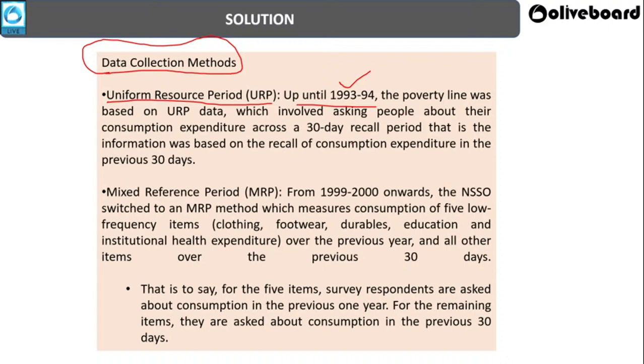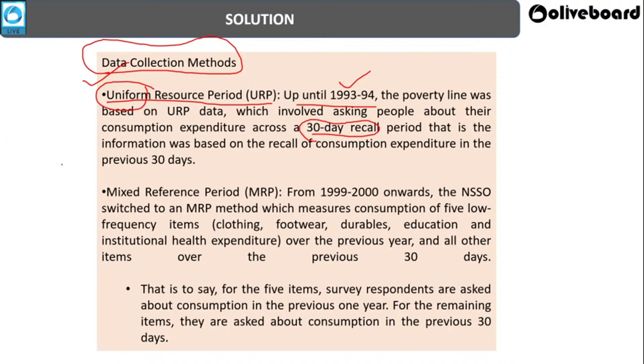So all the items that the people consumed in the last 30 days were asked to be recalled, and based on this information, this URP is collecting the data, right? This is the Uniform Reference Period, because here every item has a uniform recall period of 30 days, be it services or spending on durables. Everything had the same recall period of 30 days. That is the reason it was called the Uniform Reference Period.